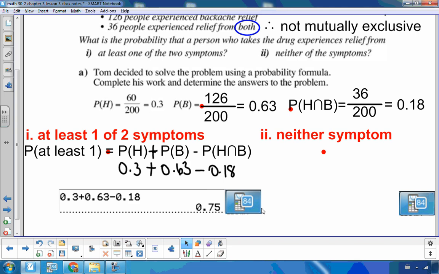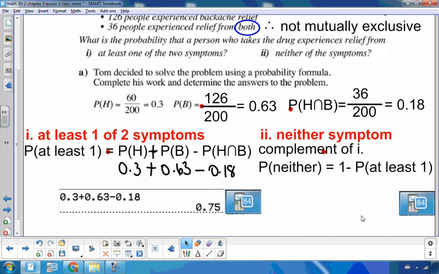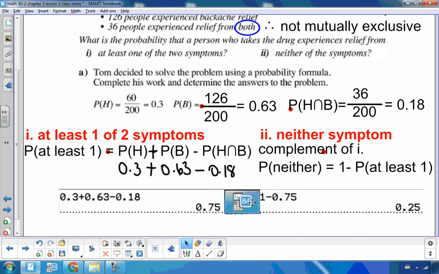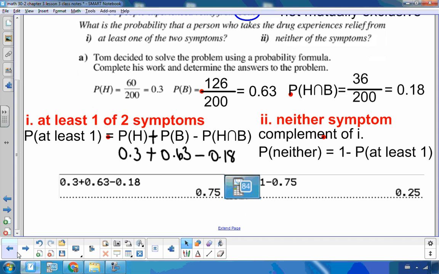The next question says neither symptom. What's the chance that they had relief from neither? Well, this is a complementary event because here you have headache, backache, or both. All that you're left with is neither. So these are actually complementary events. So the probability of neither is 100% or all minus the probability of at least one. So I know that there are 25% of people that got relief from neither. So this is one way of doing it with probability formulas. Let's look at another way of doing it.